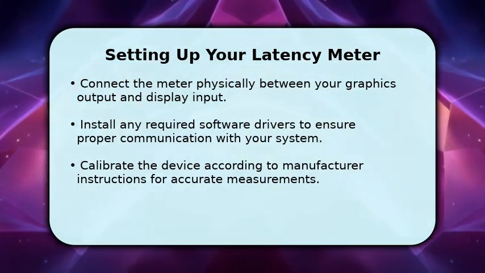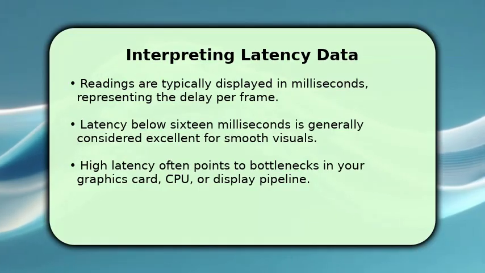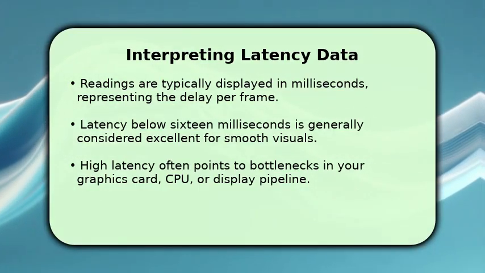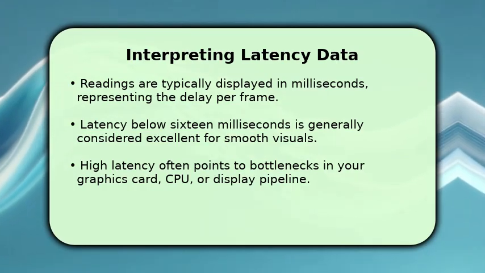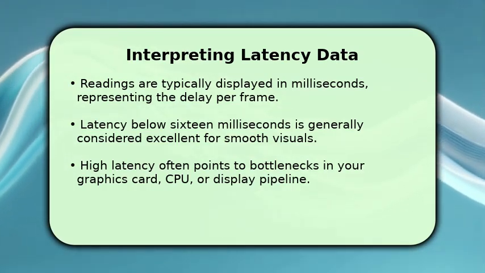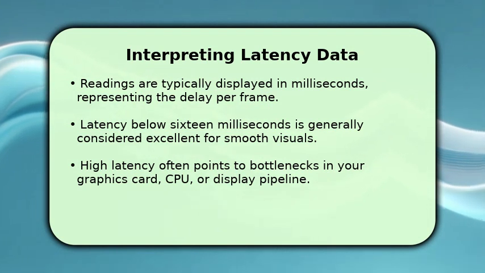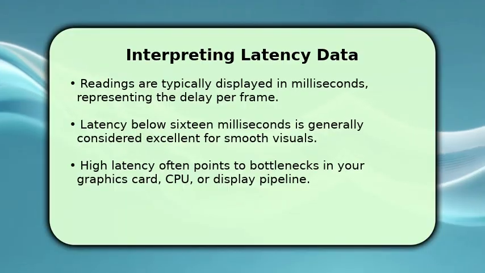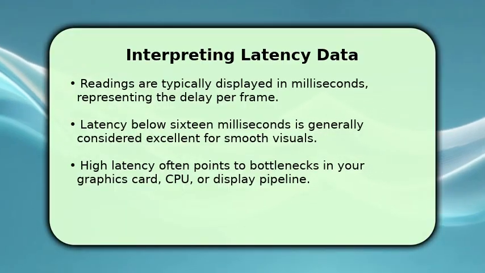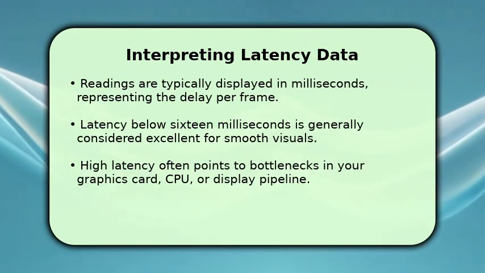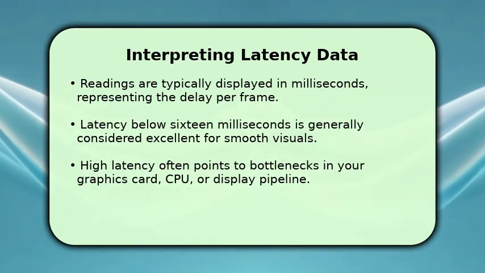from your setup. Once your meter is running, you'll see readings, usually in milliseconds. These numbers represent the delay for each frame. For a truly fluid experience, aim for latency below 16 milliseconds, which corresponds to 60 frames per second. Values above this might indicate a performance bottleneck. Understanding these numbers helps you pinpoint areas for improvement, ensuring your system delivers optimal visual responsiveness.